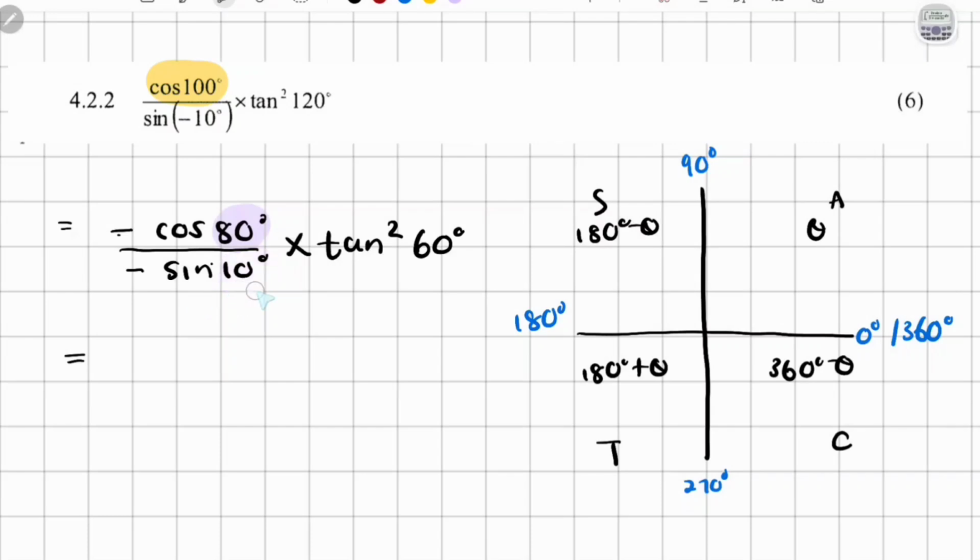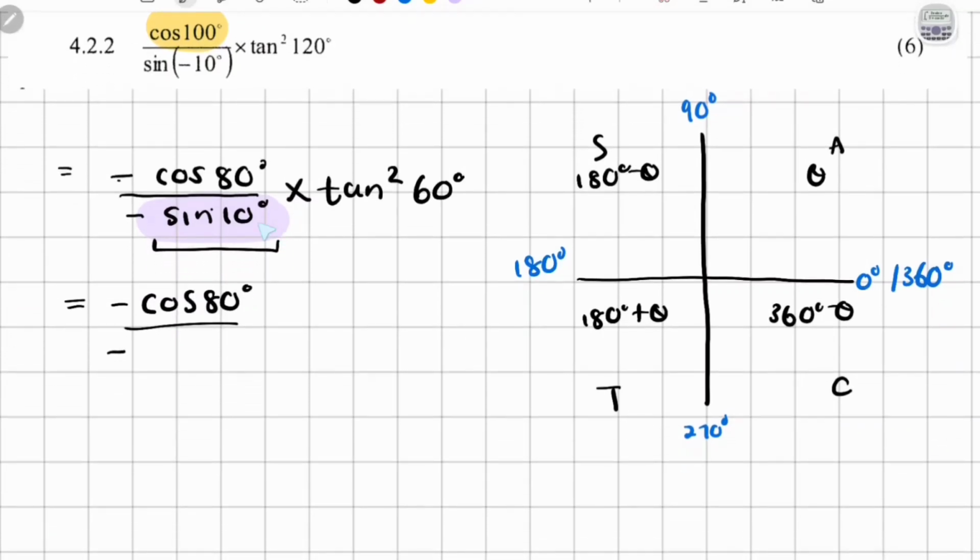So let's say we decided to change the sine. Let's change that. So what will sine of 10 degrees be? What is the cofunction of that? On top we still have negative cos of 80 degrees, and on the bottom we still have negative, but we need to change sine of 10 degrees to a cofunction. Remember, since it's 10 degrees, it's an acute angle. You just have to find out what you have to add to 10 degrees to get 90 degrees, and that would be 80 degrees.